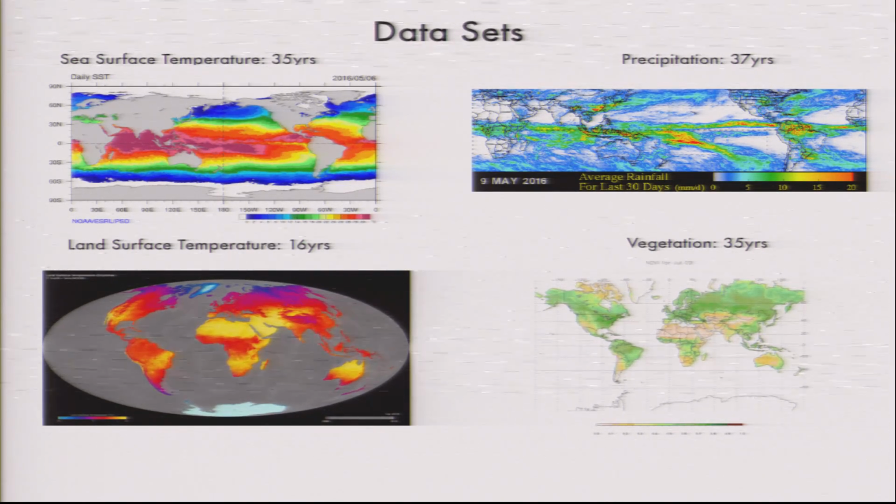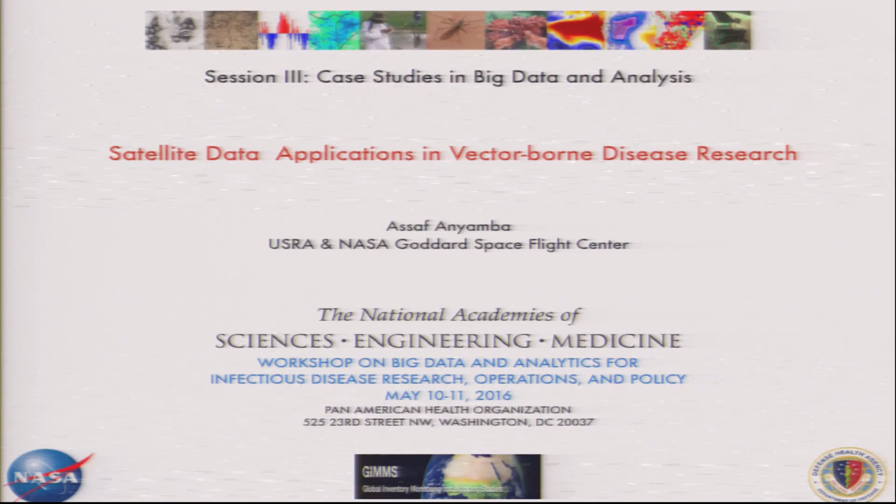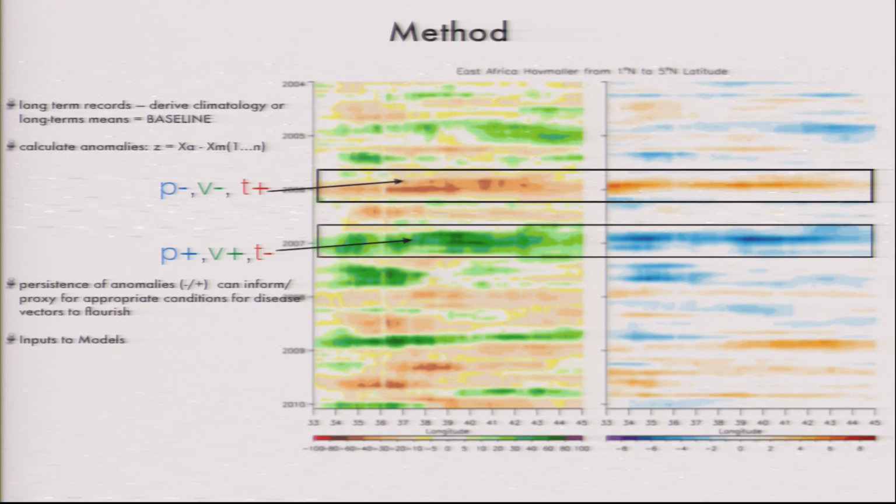Now, with all these massive amounts of data, what can we do with them? The second question is, how do we employ these data sets for specific problems dealing with vector-borne diseases? Of importance to most of the work we do is the whole idea of calculating anomalies. Anomalies simply tell you how things are different today, or this month, or this year, from the long-term average. And that's why we require long-term data sets.